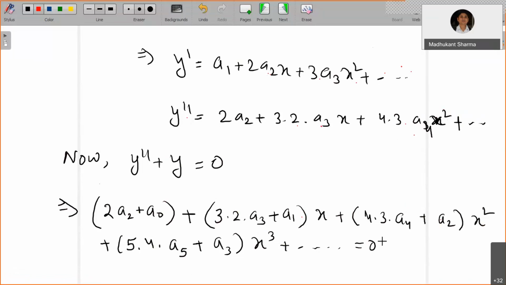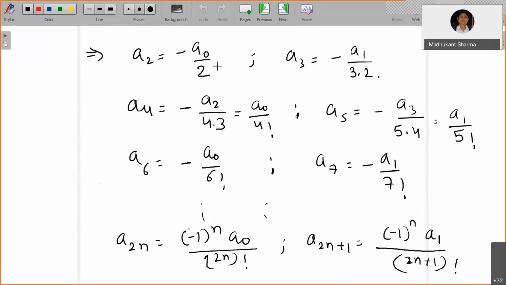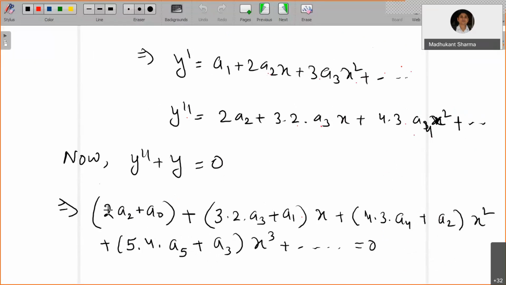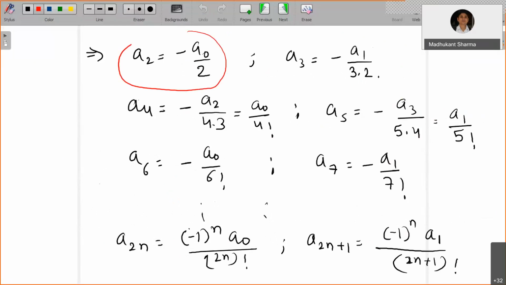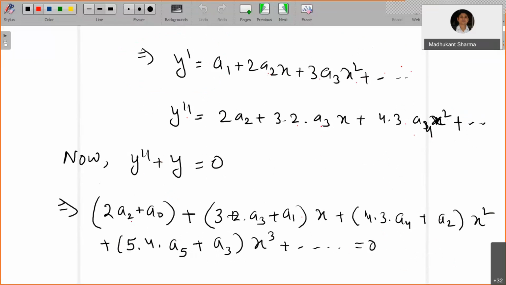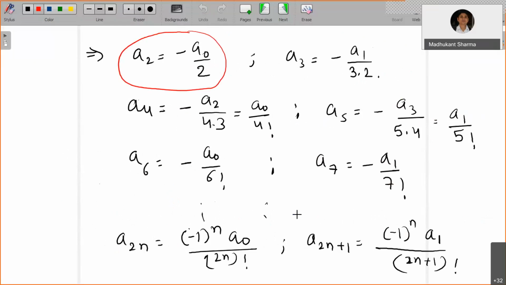Now you compare on both sides the coefficients of x and the constant term. So 2a2 plus a naught equals 0, 3 times 2 times a3 plus a1 equals 0. All coefficients should equal 0, then only the left hand side and right hand side are equal. So 2a2 plus a naught equals 0 gives a2 equals minus a naught by 2. The second equation, 3 times 2 times a3 plus a1 equals 0, means a3 equals minus a1 by 3 times 2.